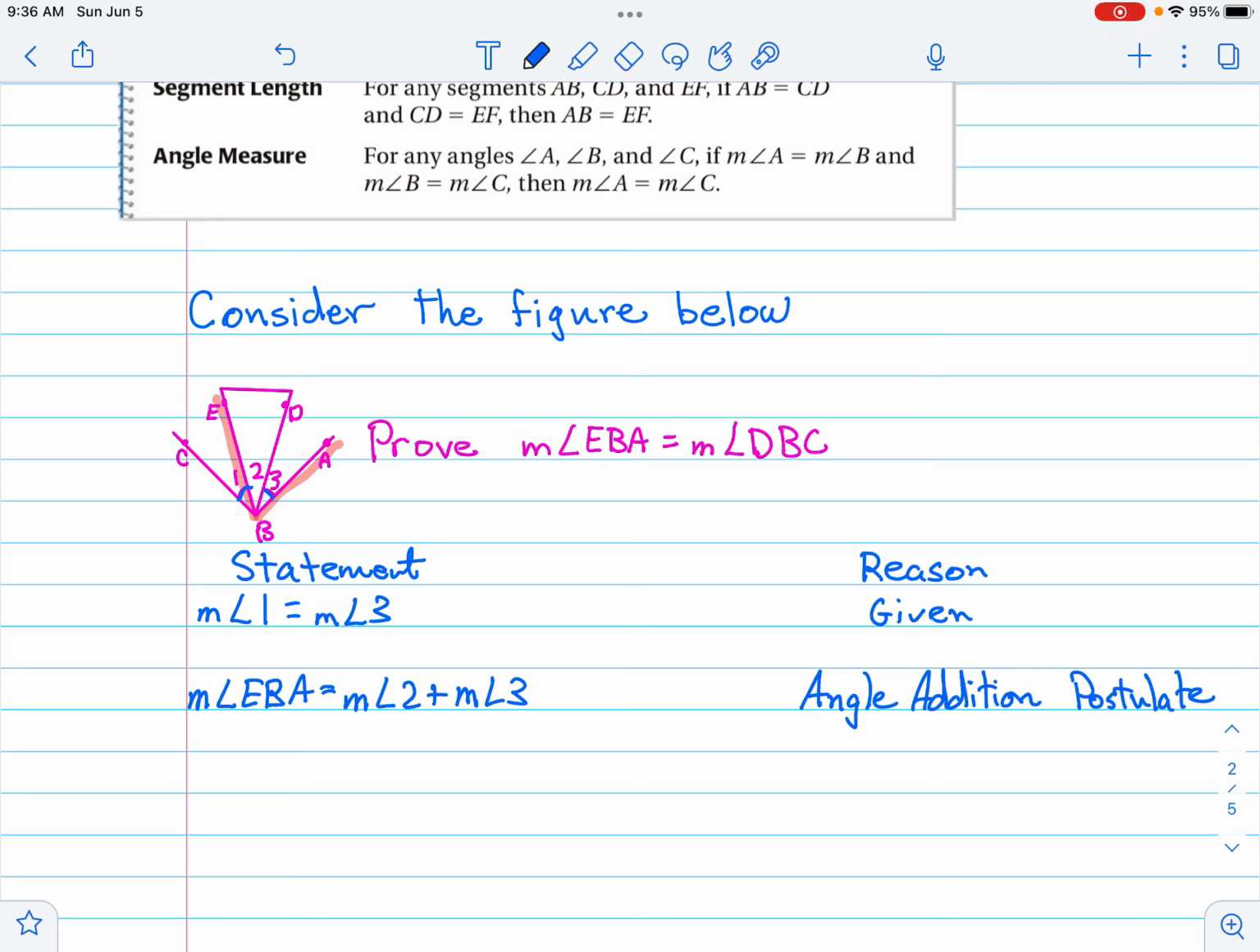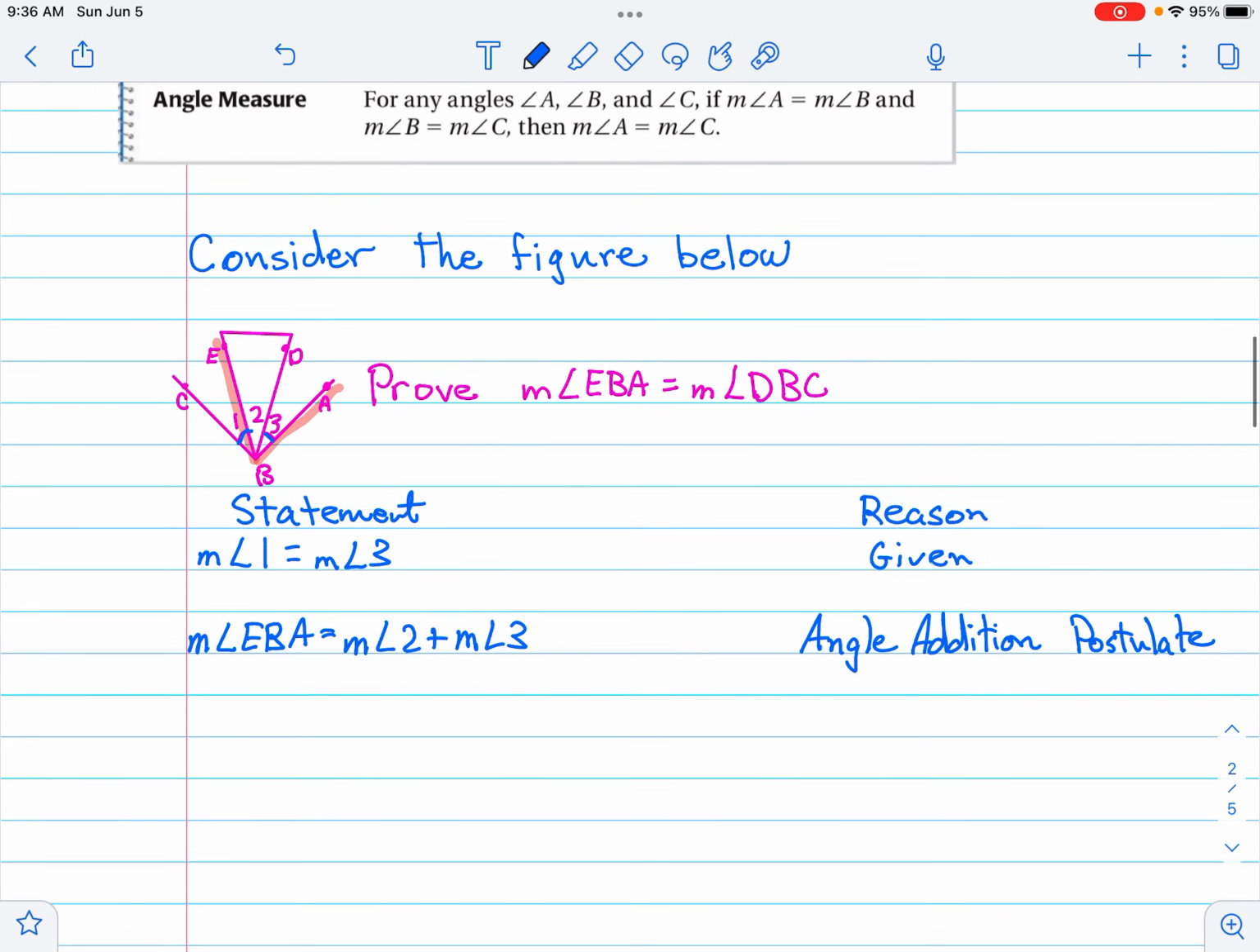Okay, angle addition postulate. Now we've got that. Now let's go to the next step. Let's see what else we can write. And remember, I'm working toward this goal. I'm trying to show that these two angles are equal.